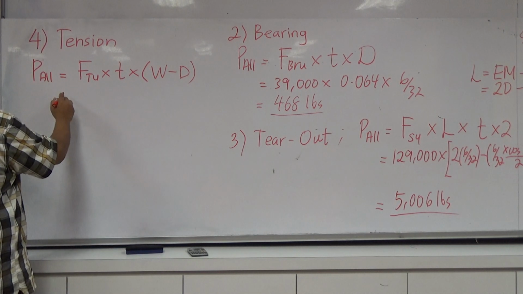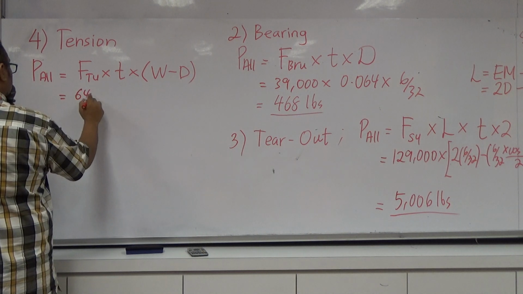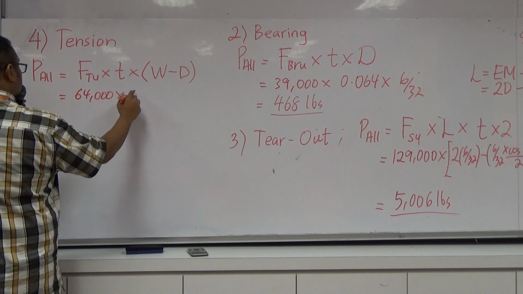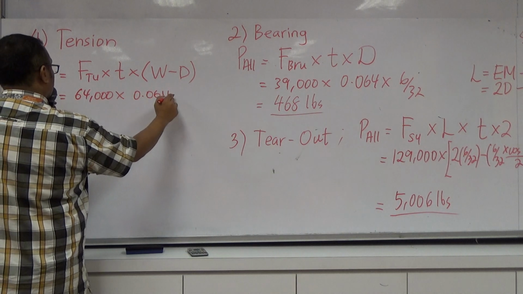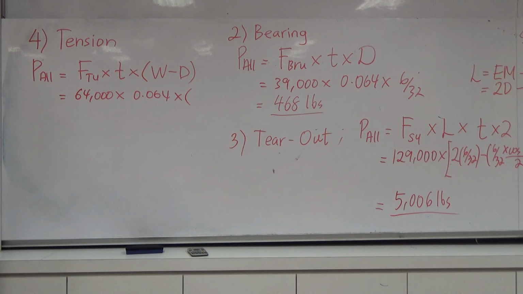So this is the formula, FTU 64,000 PSI, T 0.064, and okay, what's the width of our repair part? This is interesting.